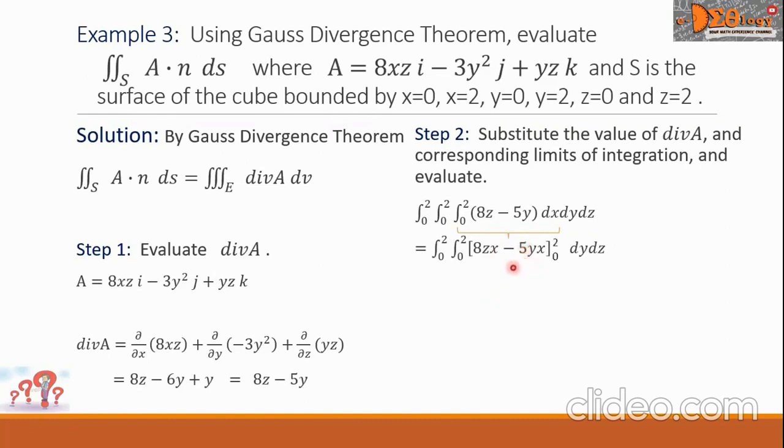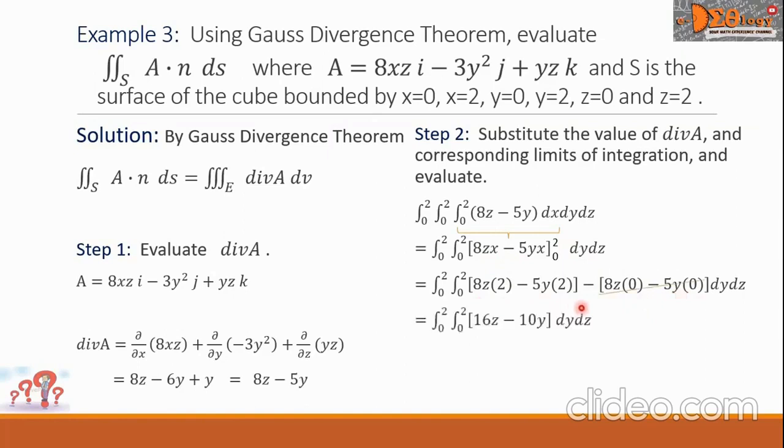Now, let us evaluate this with respect to the limits from 0 to 2. So we have now the first group with respect to number 2 minus, we evaluate the same function with respect to 0. Look at our second group here. Because of that 0, this will be cancelled. We can simplify the first group into 16z minus 10y.